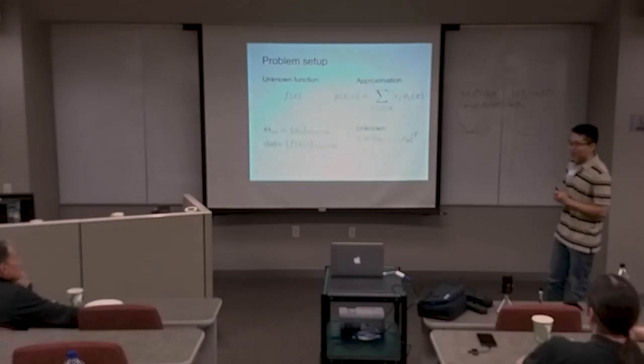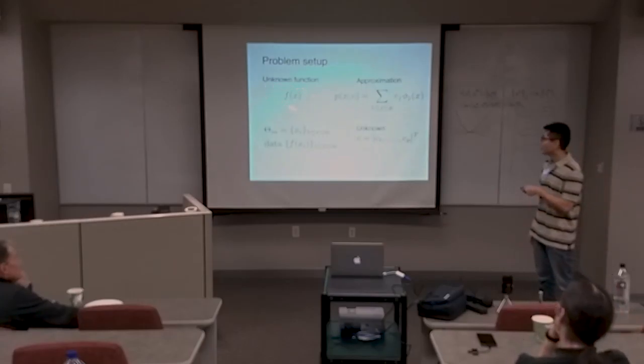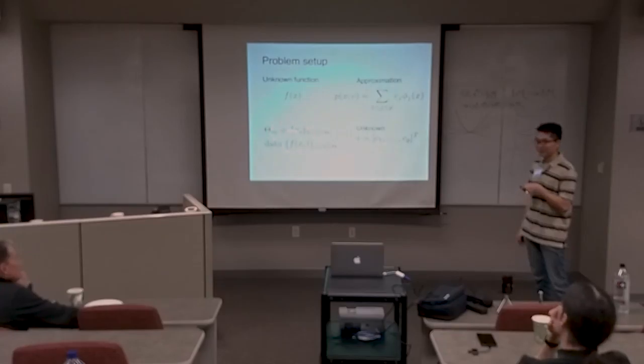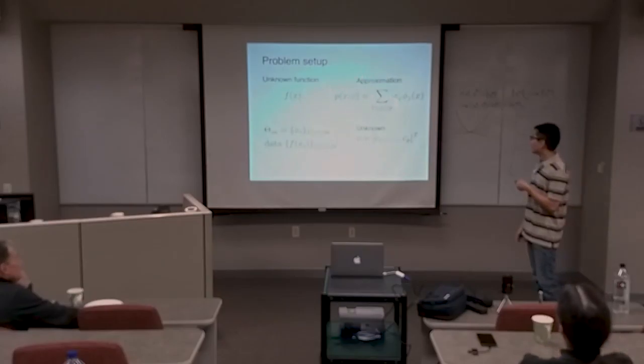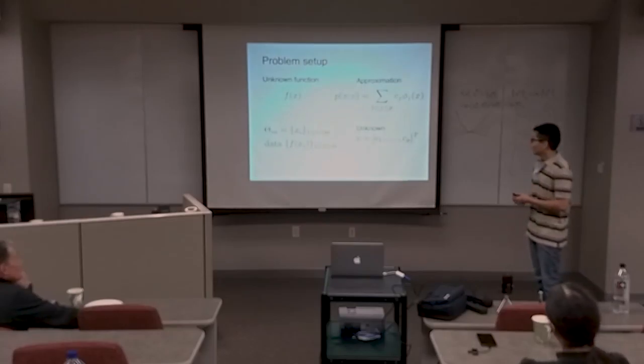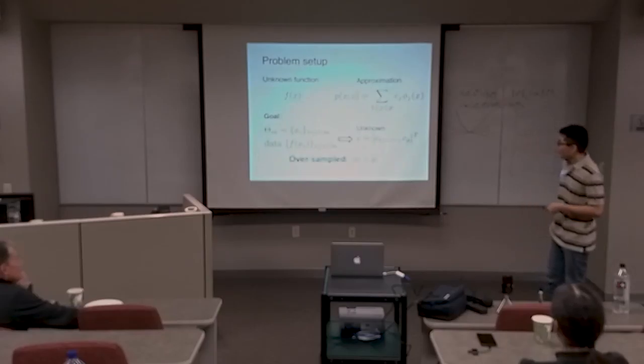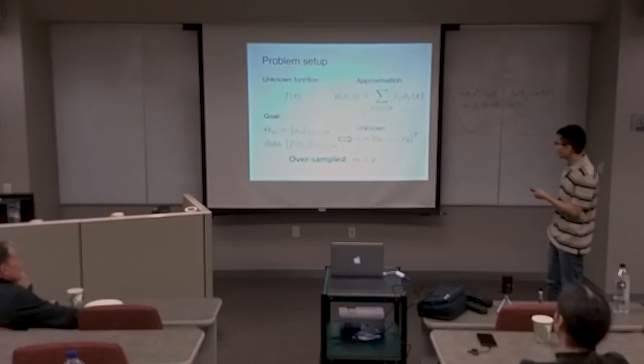So I'm interested in approximating unknown function f using its data. To do this, we consider an approximation which has the form of a linear combination of some basis functions Bj. So the goal is we want to construct an accurate approximation by using samples of f by determining unknown coefficient vector c. And especially we focus on the oversampled case where the number of data is greater than the number of unknowns, or number of bases.